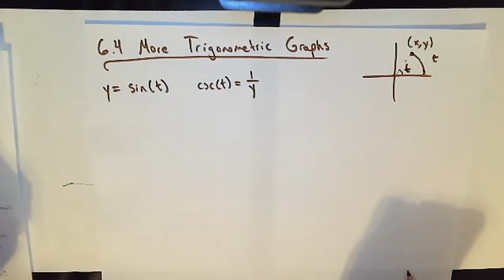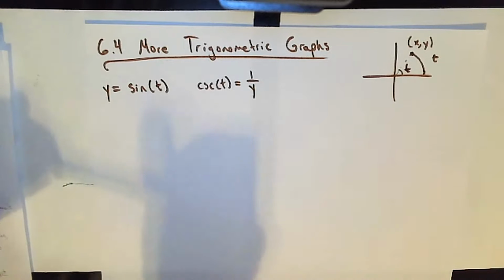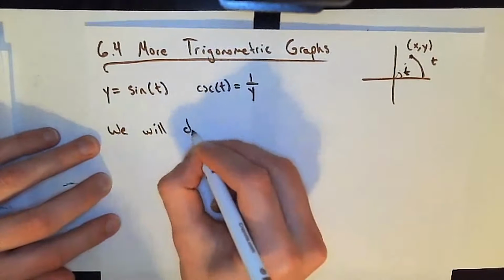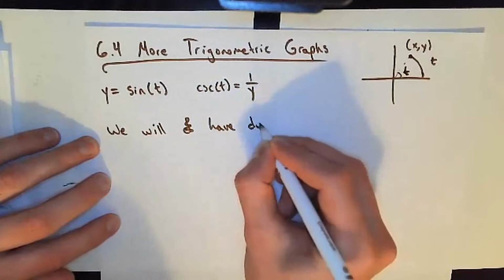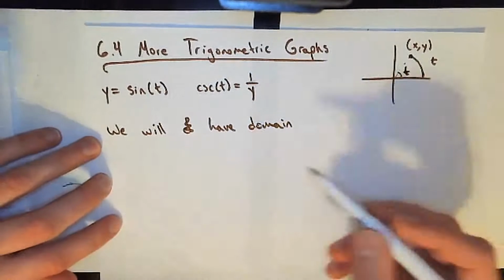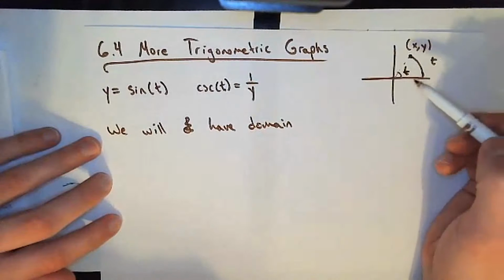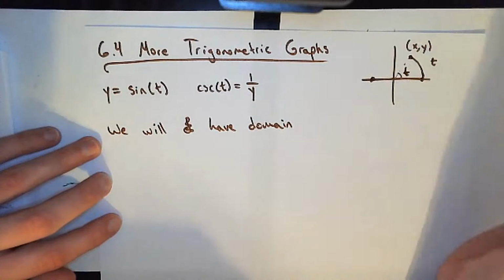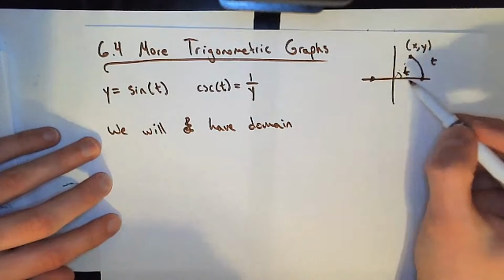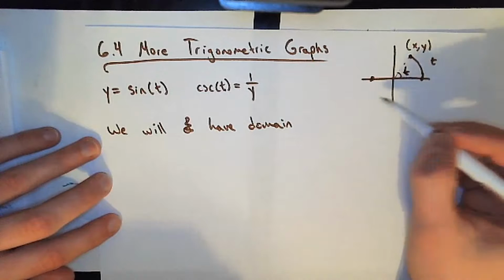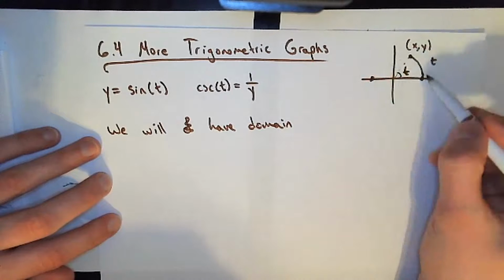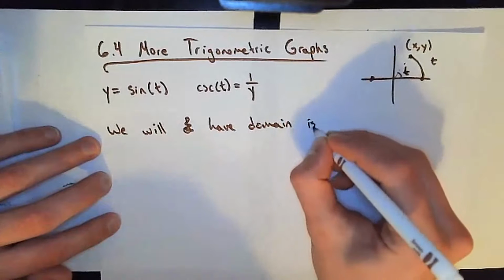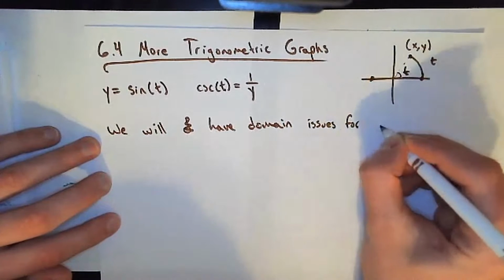Where are we going to have domain issues? We will when y is 0. But when is y 0? For what t values on the unit circle is y 0? Y is going to be 0 on the x-axis. What t values is that? 0, pi, 2 pi, 3 pi, 4 pi, 5 pi, and going in reverse, 0, negative pi, negative 2 pi, negative 3 pi, increments of pi. We will have domain issues for cosecant.